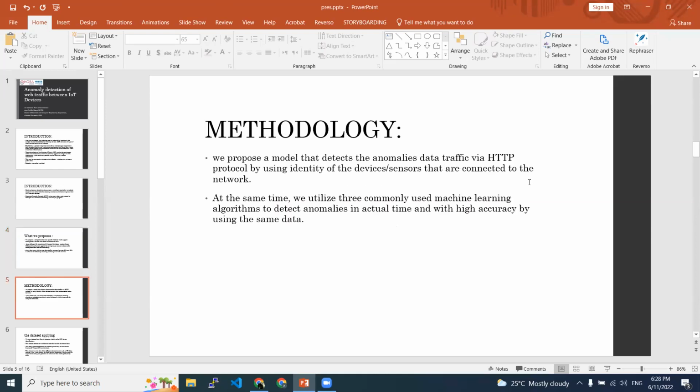Methodology. We propose a model that detects the anomalous data traffic via the HTTP protocol by using the identity of the devices, sensors that are connecting to the network. At the same time, we utilized three commonly used machine learning algorithms to detect anomalies in real time and with high accuracy by using the same data.